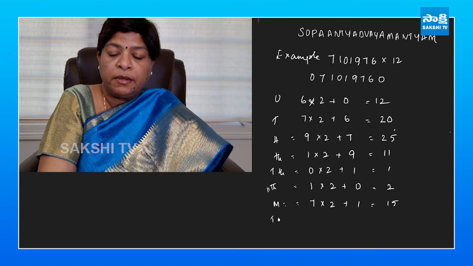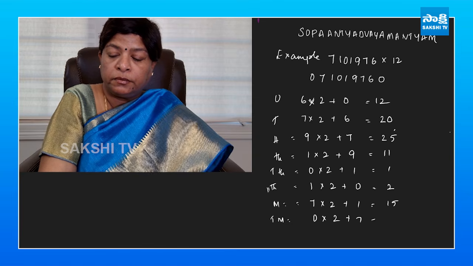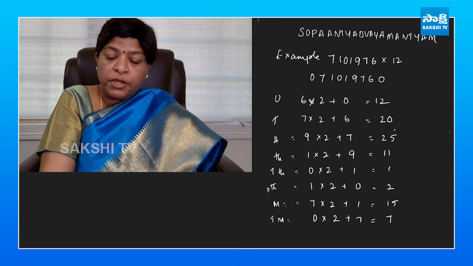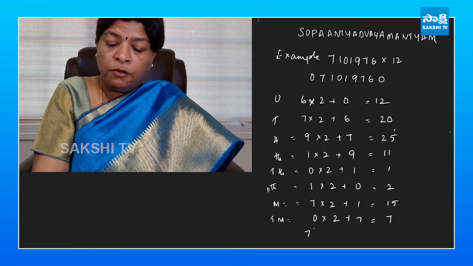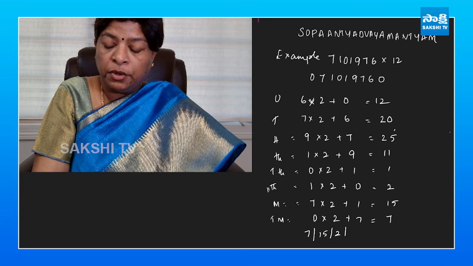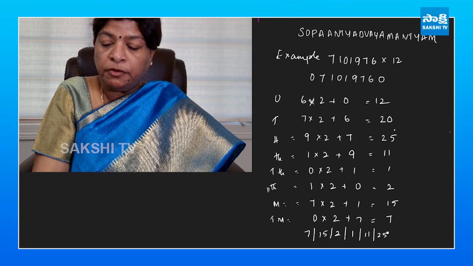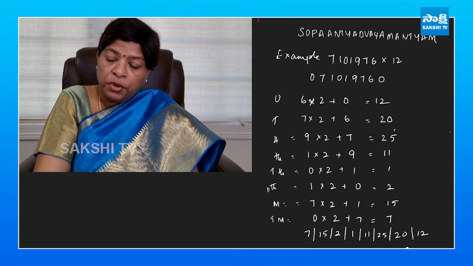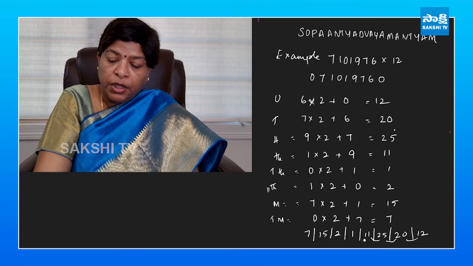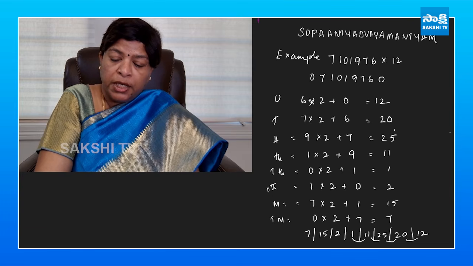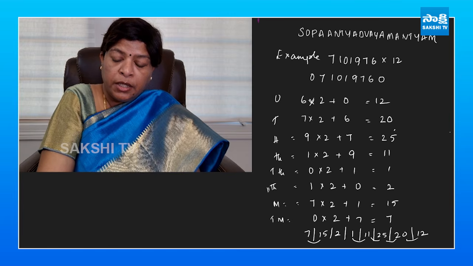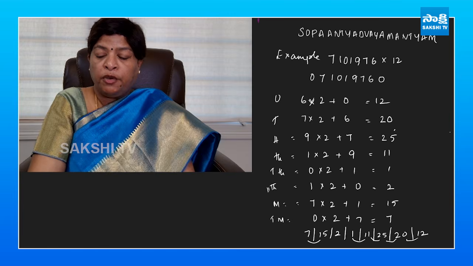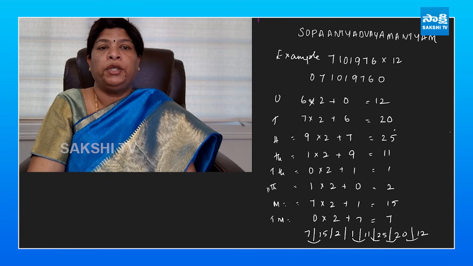And 10 millions. Now write these numbers down. So I have 7 followed by 15 followed by 2, 1, 11, 25, 20, and then 12. So applying the balancing technique, I have 2 followed by 1, 7, 3, 2, 2 again, 5, and 8. So the product is 8, 5, 2, 2, 3, 7, 1, 2.